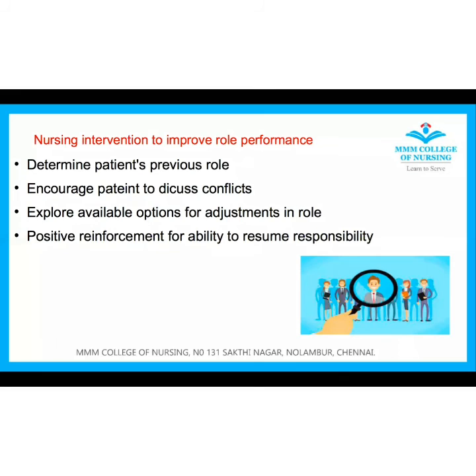Now let us see nursing intervention to improve role performance. Determine the patient's previous role within the family and the extent to which this role is altered by the illness. Also identify the roles of other family members. This will provide data to plan an appropriate care.